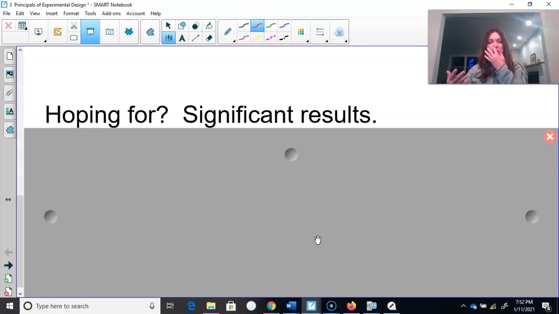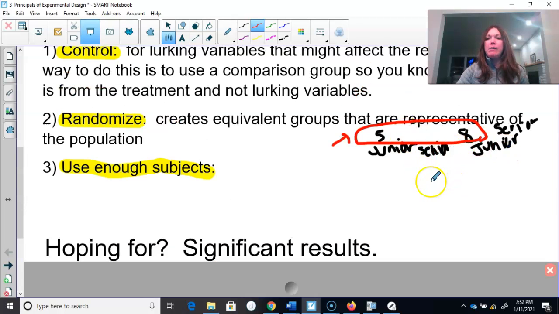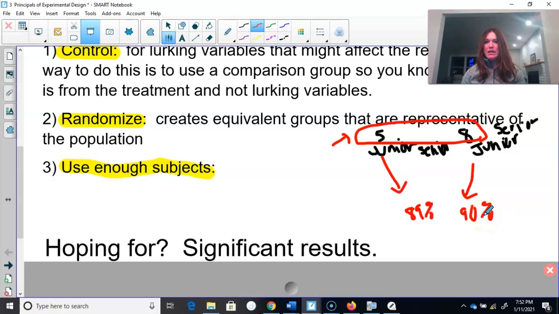Okay, what are we hoping for at the end of this? We're hoping for significant results when we're doing an experiment. And what does that mean when we have significant results? For example, let's say at the end of this study that we're talking about with sleep and grades, the 8-hour group, on average, got a 90% on tests, but the 5-hour group got 89%. Is there a significant difference here? Did we get significant results? I'd say no. There's not much of a difference between 89 and 90. That would say, hey, sleep doesn't affect our grades.